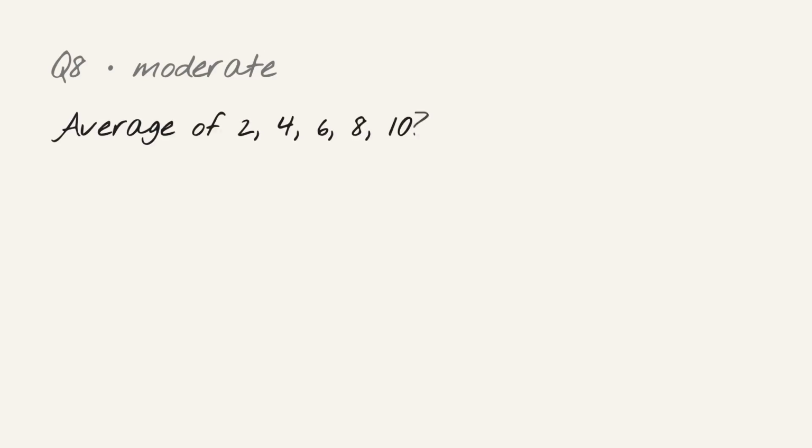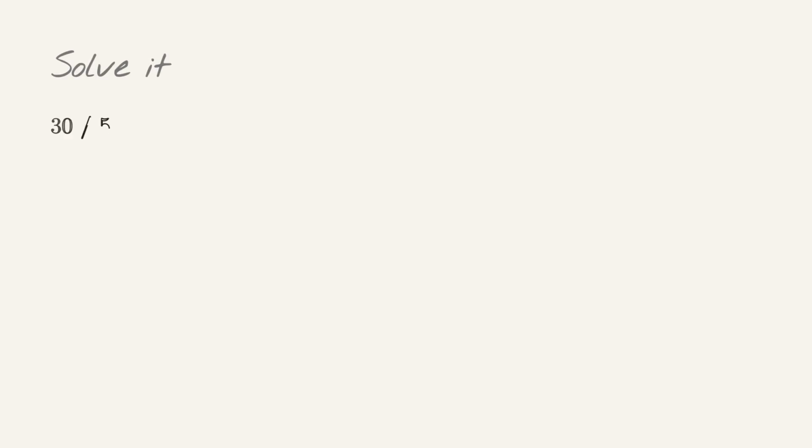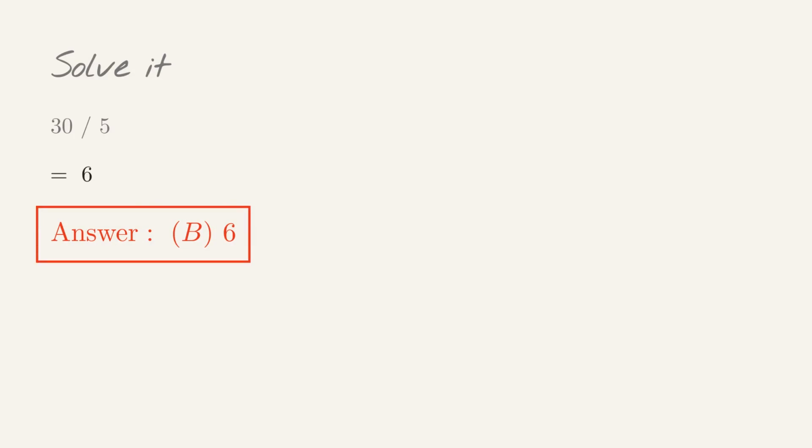Stay sharp. The middle of an evenly spaced set. Pause. Give it a real attempt, then I'll walk through it. 30 over 5 is 6, the middle value. Evenly spaced again, so straight to the center.